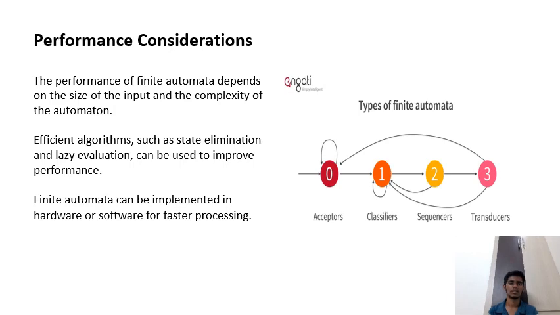Performance considerations. The performance of finite automata depends on the size of the input and the complexity of the automaton. Efficient algorithms such as state elimination and lazy evaluation can be used to improve performance. Finite automata can be implemented in hardware or software for faster processing.